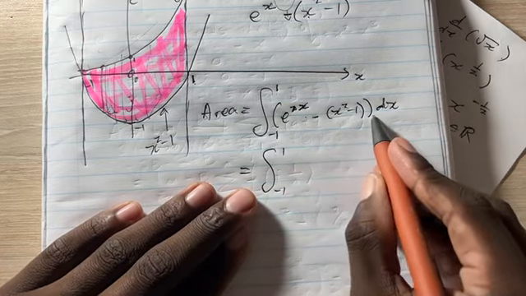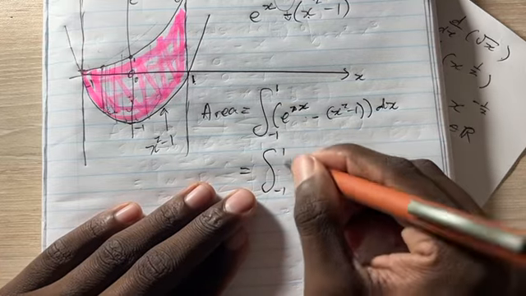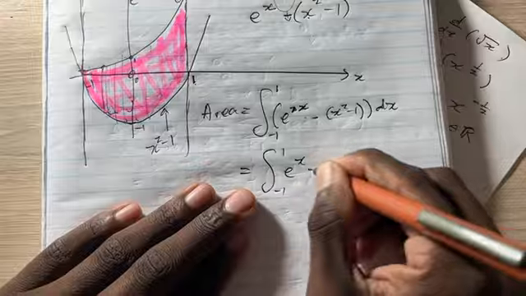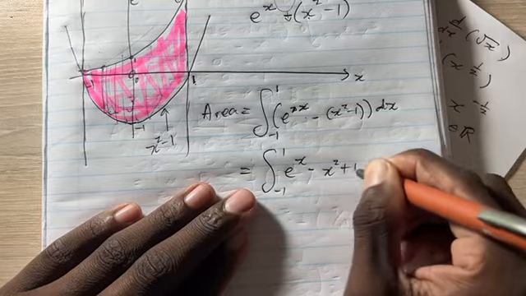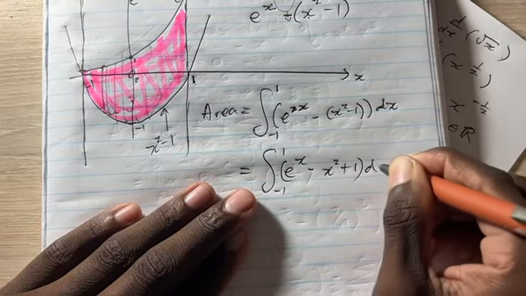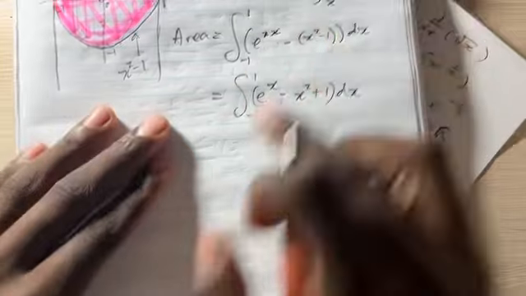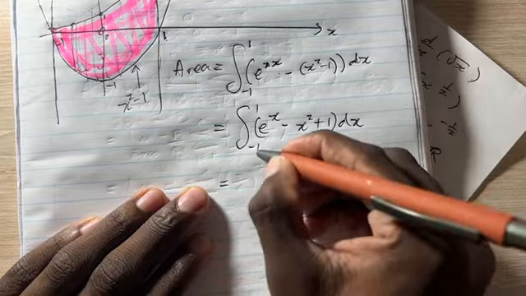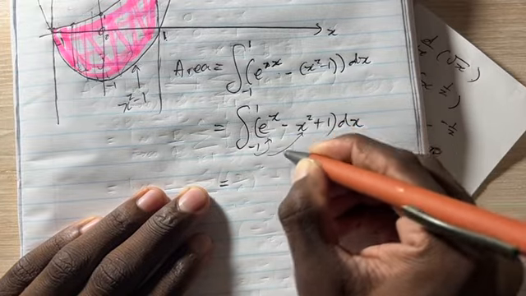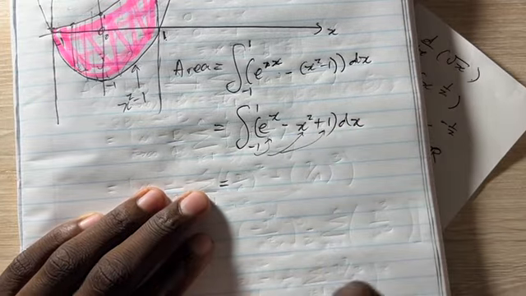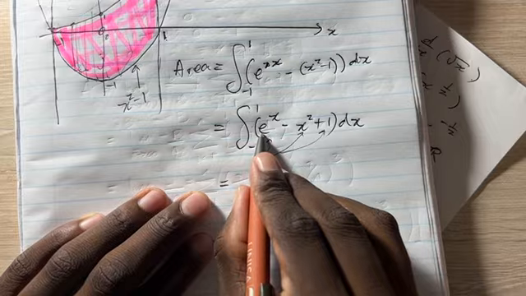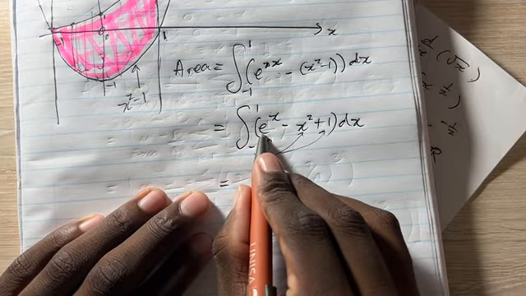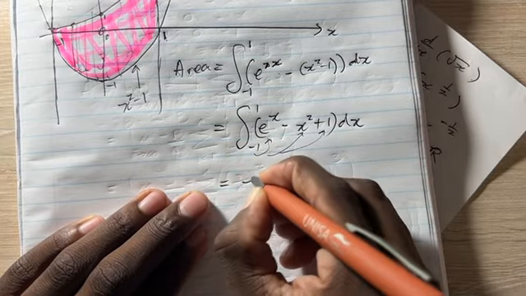Okay, this is what we have. Let's try to open it up. We've got the integral of e to the x minus x squared plus 1 dx, and we're looking for the integral of that. We've written the bounds and everything. Now we can distribute the integral sign to these terms and then find their integrals. What's the integral of e to the x? It's e to the x.